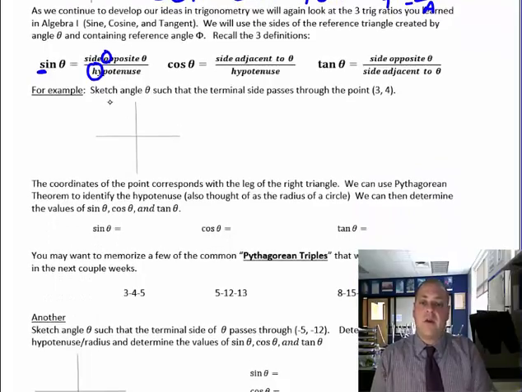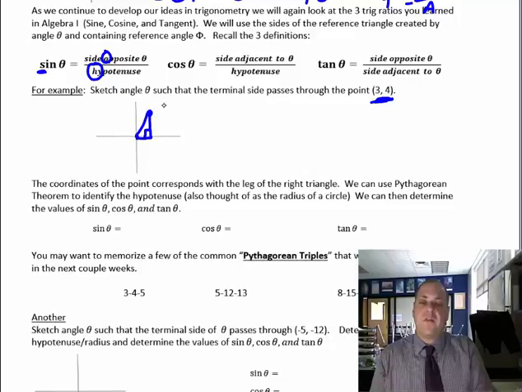So how do I get a reference triangle from a point? Say I have the point (3, 4). First of all, you have to know what quadrant you're in. The point (3, 4), you just plot it: 1, 2, 3, then 1, 2, 3, 4. So it's going to be somewhere here, just estimating. Let's say it's right there. All you do is draw from the origin to that point and then straight down, perpendicular to the x-axis. And that's your reference triangle right there.